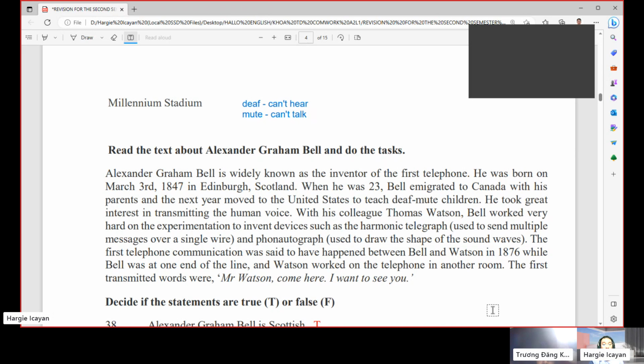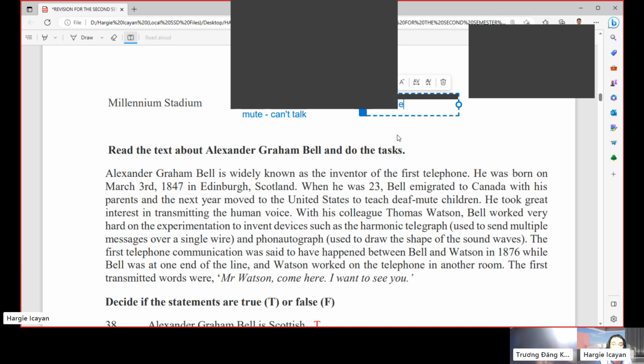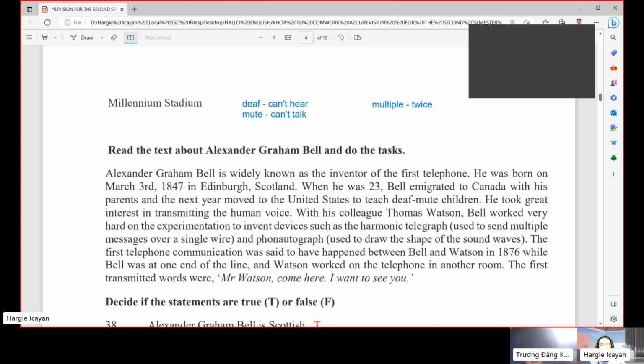Thomas Watson. Bell worked very hard on the experiment to invent designs for the harmonic telegraph, used to send multiple messages over a single wire. Do you know what multiple means? Multiple means twice, two times, more than one.